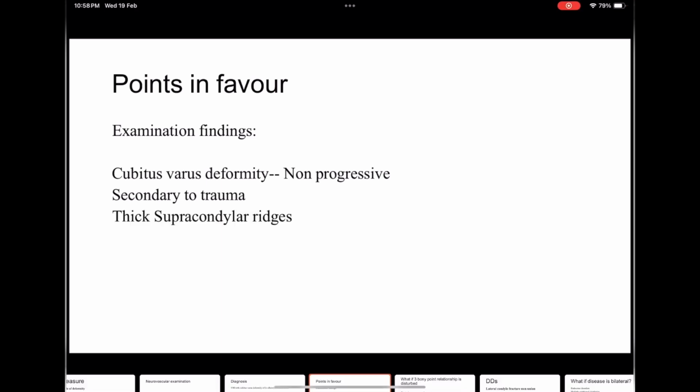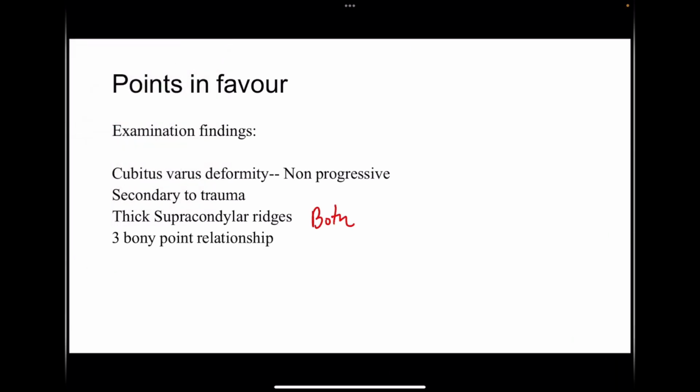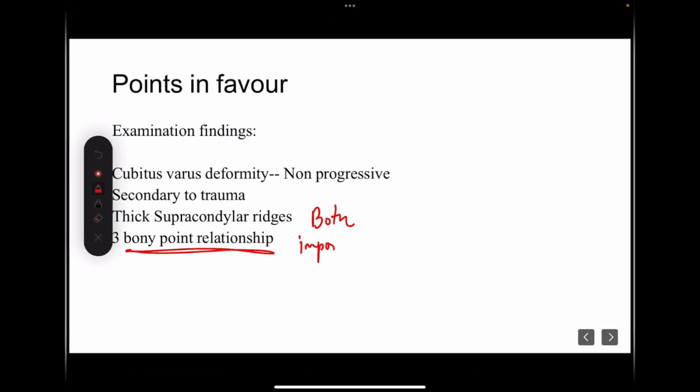If the child had thick supracondylar ridges and both the ridges were thickened, so that again is in correspondence to our findings. Thirdly, 3 bony point relationship was maintained. That is very important. In lateral condyle non-union, this will not be maintained.